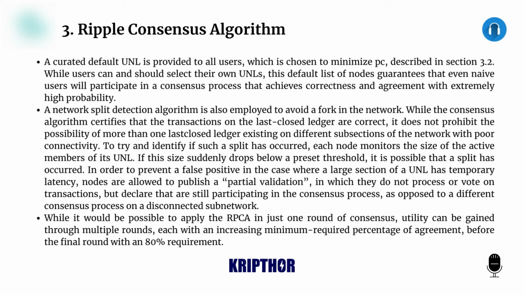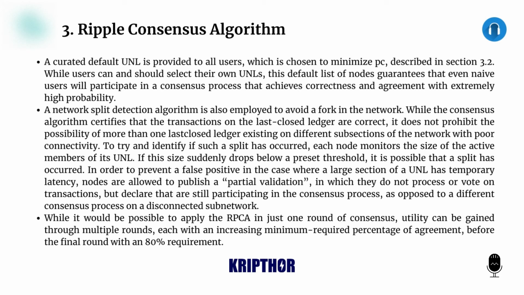In order to prevent a false positive in the case where a large section of a UNL has temporary latency, nodes are allowed to publish a partial validation, in which they do not process or vote on transactions, but declare that they are still participating in the consensus process, as opposed to a different consensus process on a disconnected subnetwork.